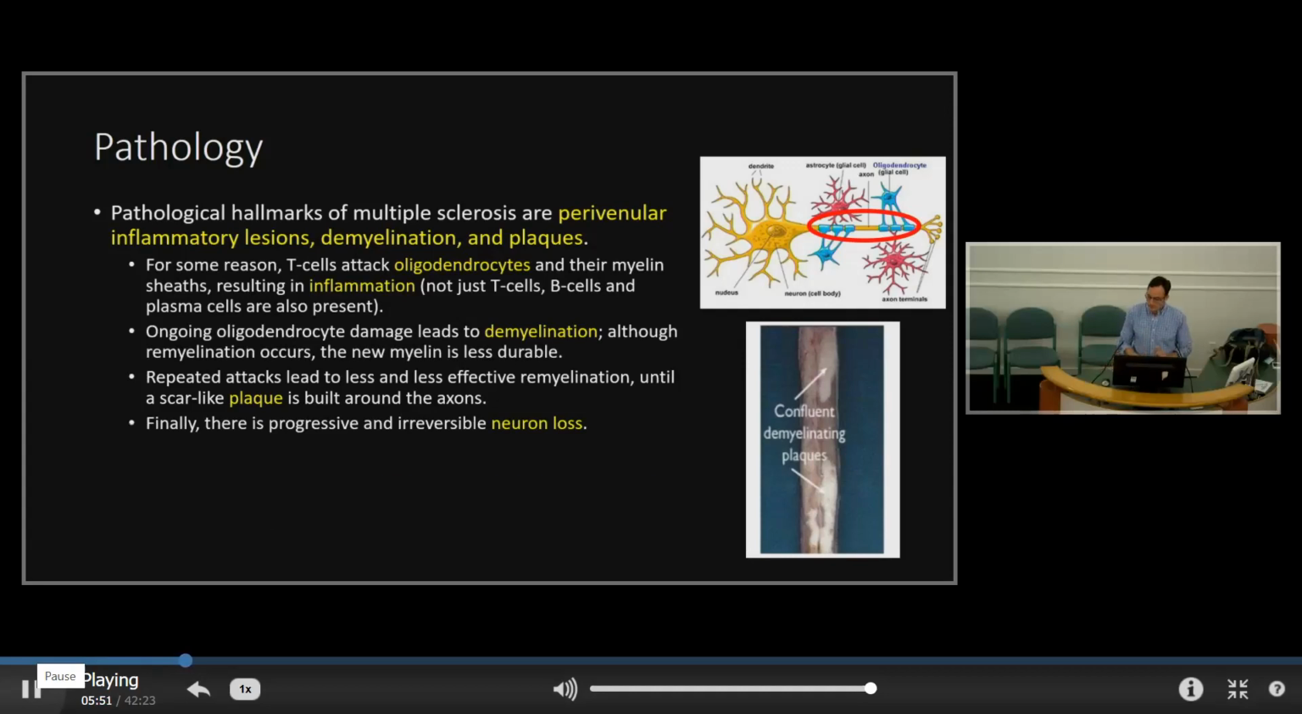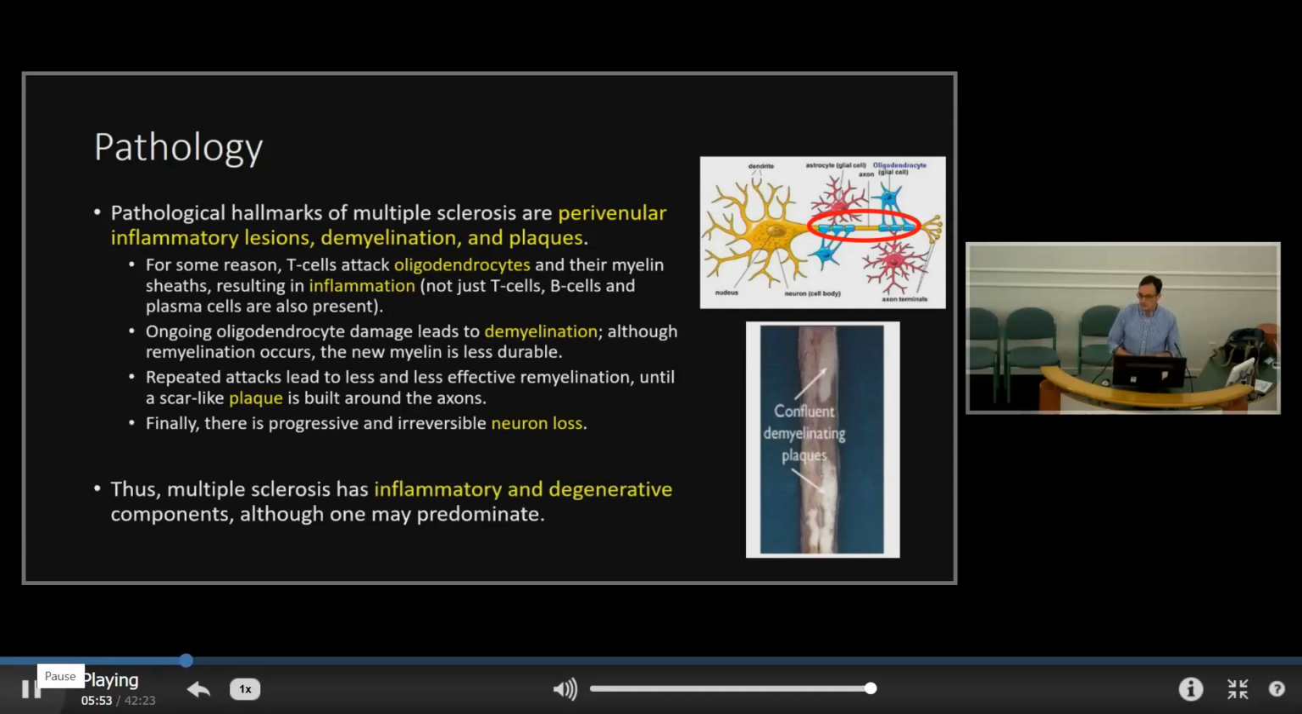Okay, so therefore, you may have been told multiple sclerosis is an inflammatory disorder, but it's actually inflammatory and neurodegenerative. Probably the inflammation predominates early on in most people. As you progress, the degeneration appears as neurons are dying later. So it's kind of a blend of the pathologies.